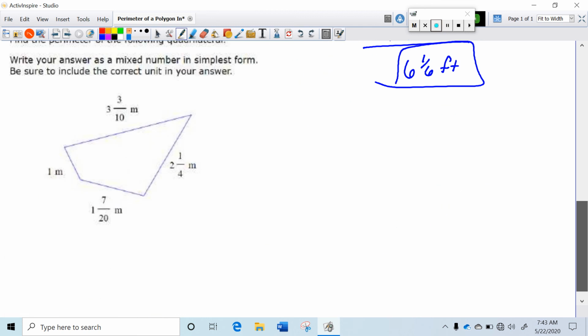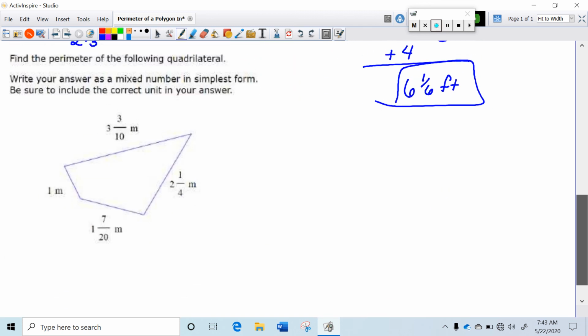Okay. This final one is a quadrilateral, but it's done the same way. And they gave you all the sides on this one. So I have 3 3/10. I have 2 1/4. I have 1 7/20. And I just have a 1.